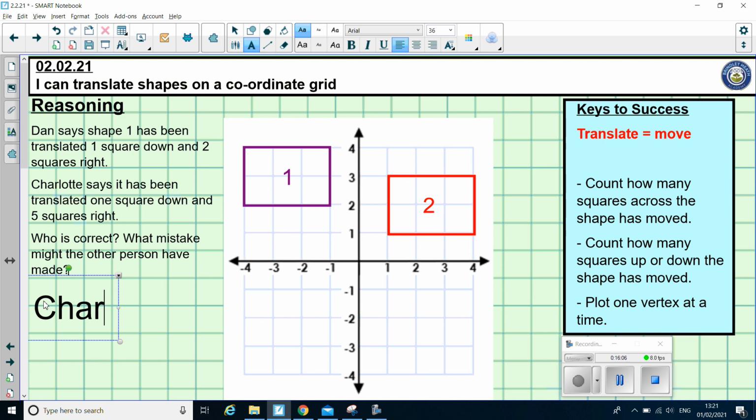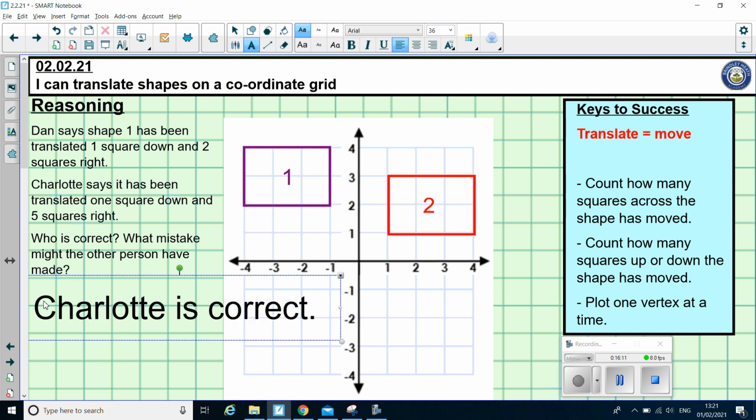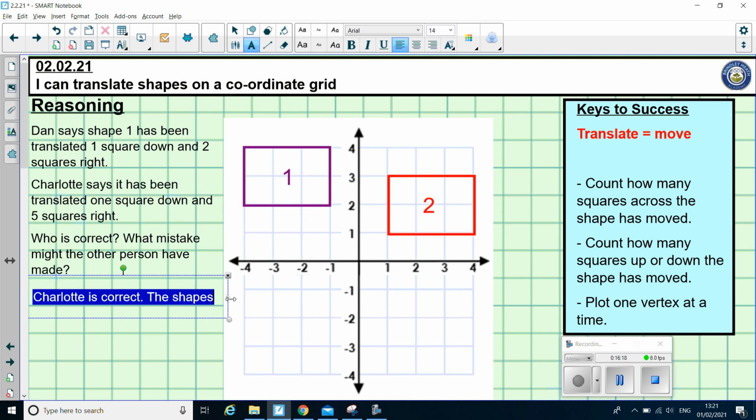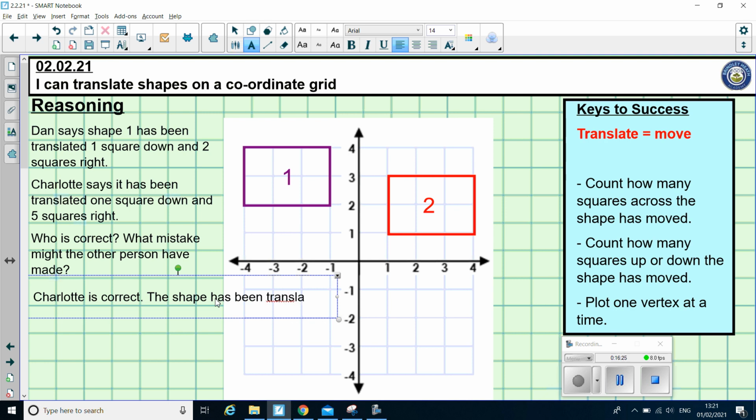So first of all, I'm going to say Charlotte is correct. The shape, I'm just going to change my font to be in a more appropriate size. Charlotte is correct. The shape has been translated 1 square down and 5 squares to the right. Okay, now we've got the tricky part of it.